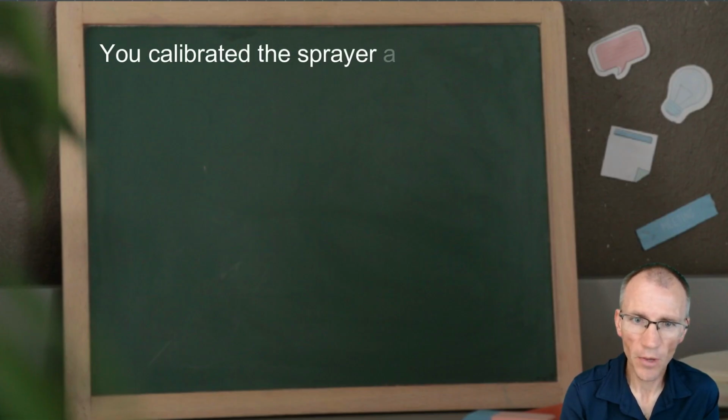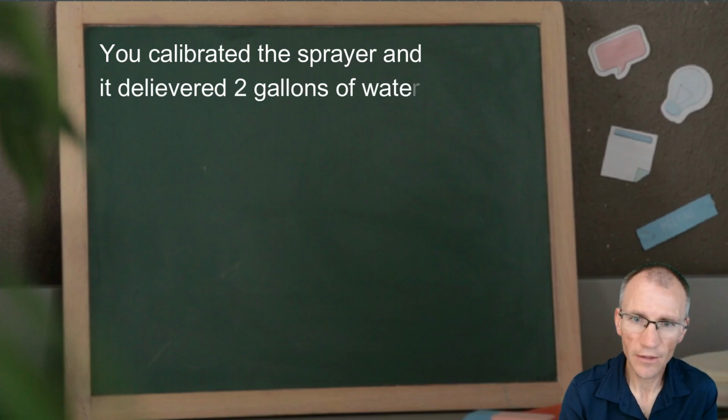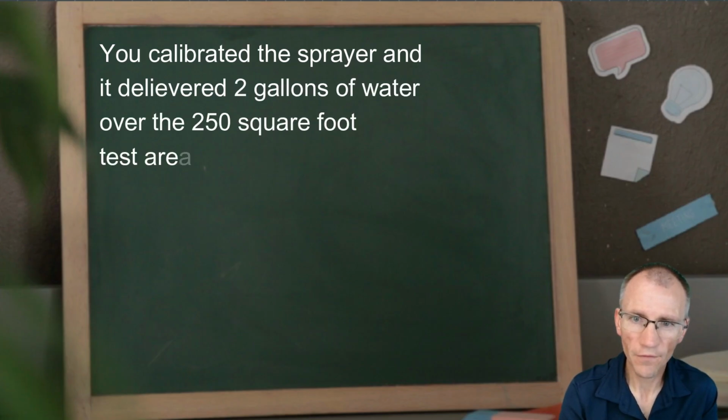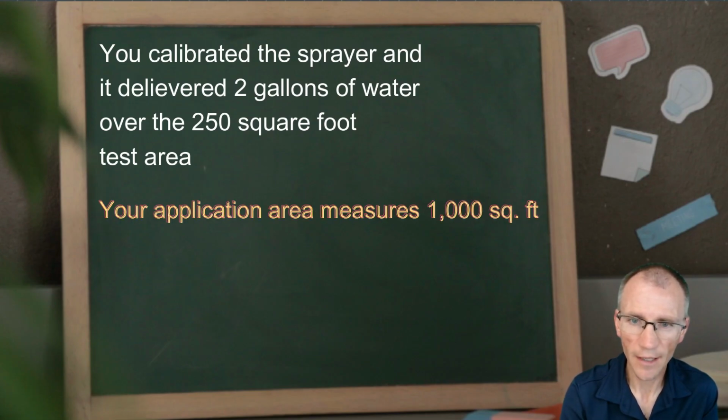And I hope everybody understands this. So many people don't understand how to do this in the field, and they definitely failed this question on core exams. Remember, you calibrated the sprayer. It delivered 2 gallons of water over a 250 square foot test area. Your application area measures 1,000 square feet.